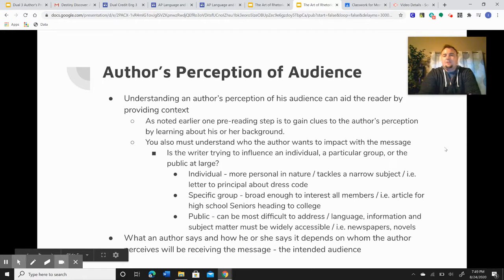All right, the author's perception of the audience. Obviously, if you don't understand your audience, it's hard to create an effective argument. So understanding an author's perception of his audience can aid the reader by providing context. Context is very important. So it's important that we're always doing that background research on whoever is speaking or whoever has written the piece that we're going to be looking at.